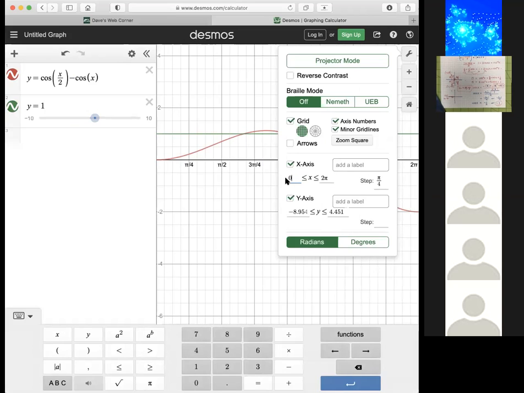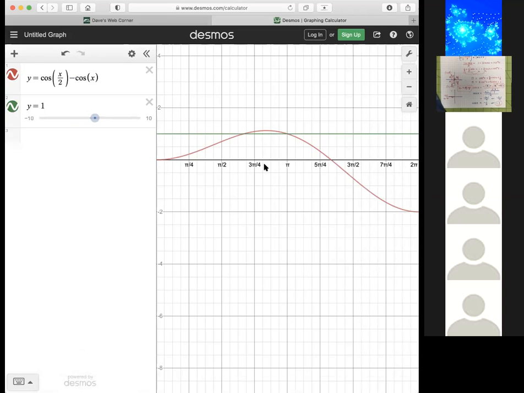Got it. Pi over 4s. I'm getting pi and 1. That's good. I'm getting 2 pi over 3 and 1. That's good. Where am I getting the 4 pi over 3? This is interesting. Did I miss something? So let's examine this 4 pi over 3.